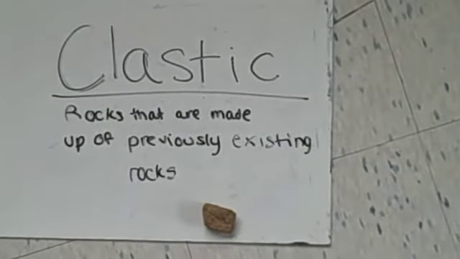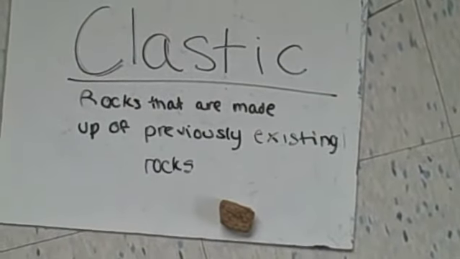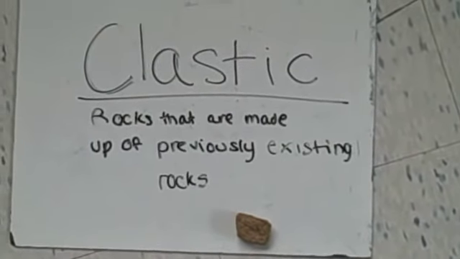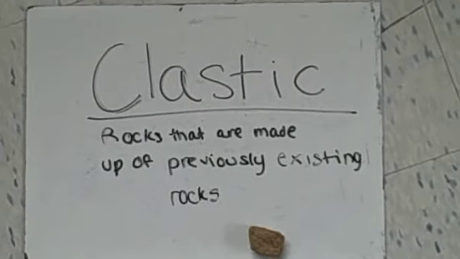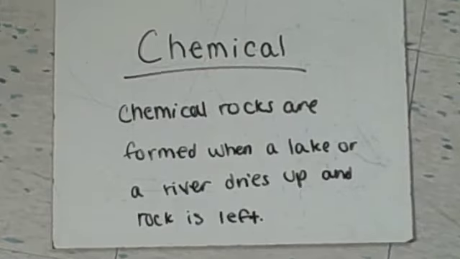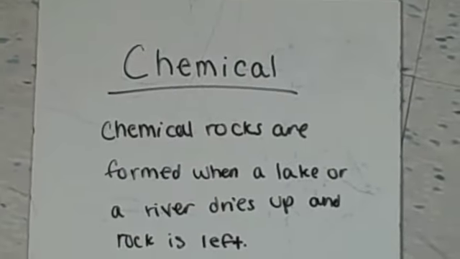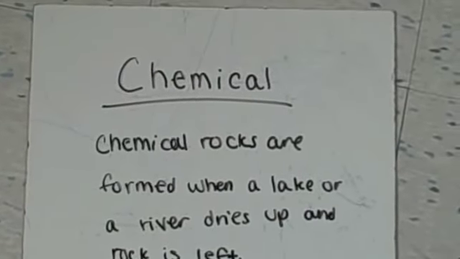The second group of sedimentary rocks are called clastic rocks. Clastic rocks are made up of fragments of previously existing rocks. Some clastic rocks are made of rounded pebbles cemented together by mud, clay, and sand. The last type of rock is called a chemical rock. Chemical rocks are formed when a lake or a river dries up and rock is left.